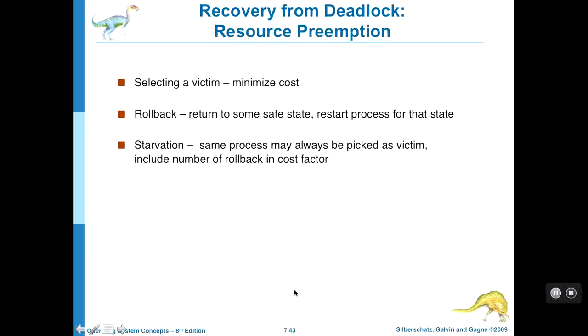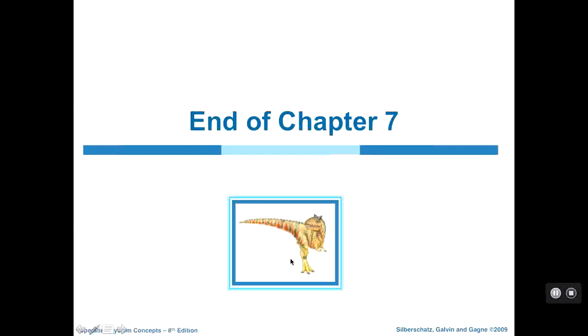Another possibility is resource preemption. Select a victim, roll it back to some safe state, and then reallocate all of its resources. Of course, if the same process is always the victim, then you may have a process that will starve because it will never be allocated the resources it needs to finish.